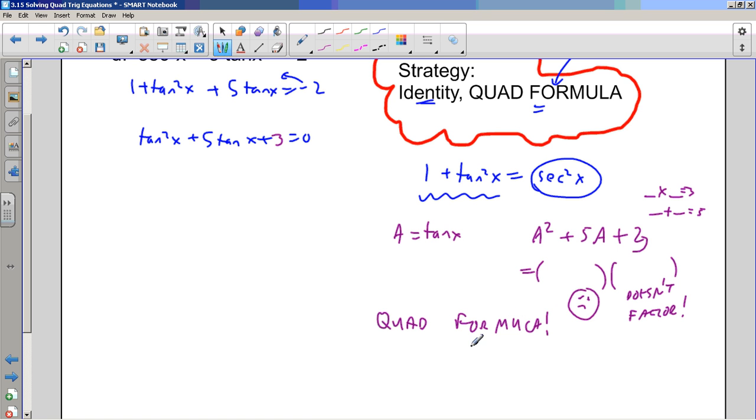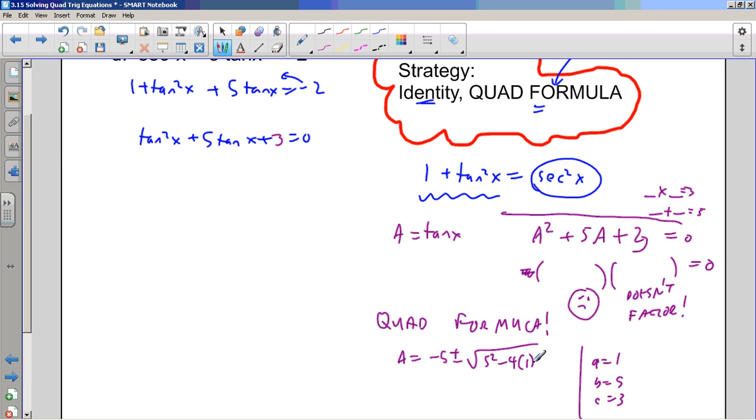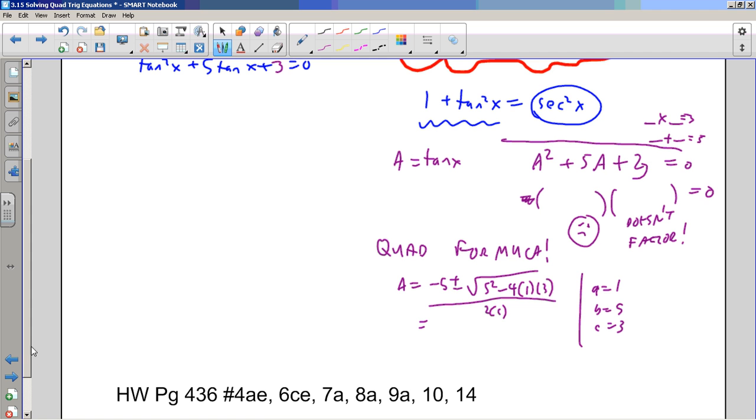Quadratic formula, right? I have this equal to 0. That's what I'm trying to solve. This is equal to 0, so I can use the quadratic formula. A equals, where A is 1, B is 5, C is 3, negative 5 plus or minus the square root of 5 squared minus 4 times 1 times 3. Everyone remembers the quadratic formula, don't we? And then we get a couple of answers.